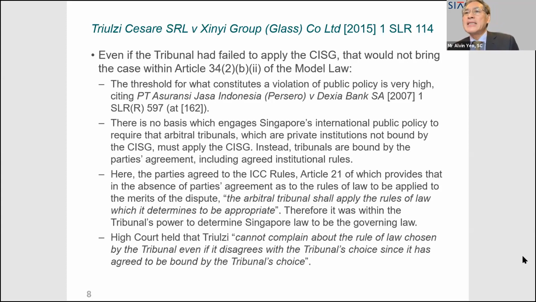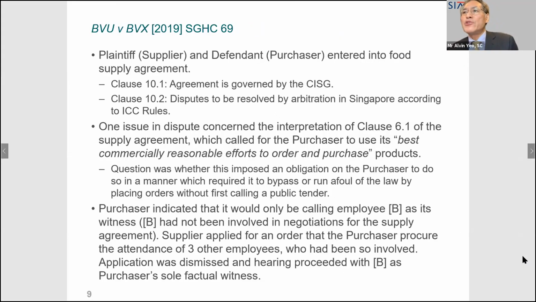Because my time is ending, let me move quickly to the last case, which is the case of BYU and BVX. Right. And as Piyush mentioned, this case actually featured Article 8, which you heard Professor Bell speak about. And essentially, perhaps if I can just summarize what the complaint was.